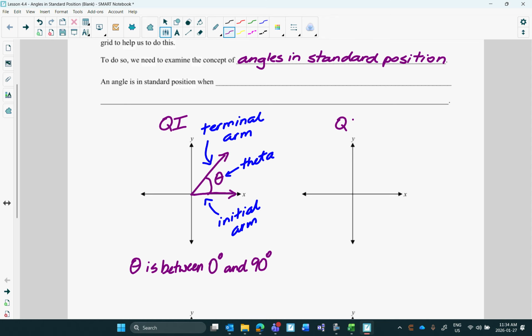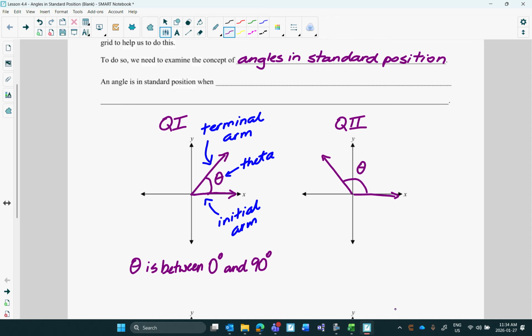What if I want to draw an angle bigger than 90 degrees? Well, here's my initial arm, always. But I want to go past 90. So I have to go into this quadrant. So let's say I draw an angle like this. This is greater than 90 degrees.